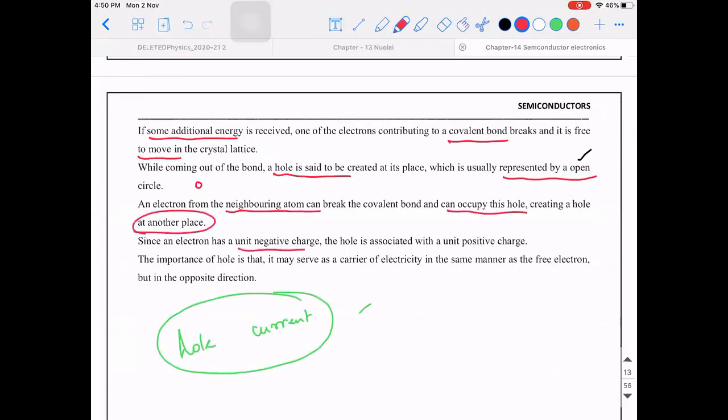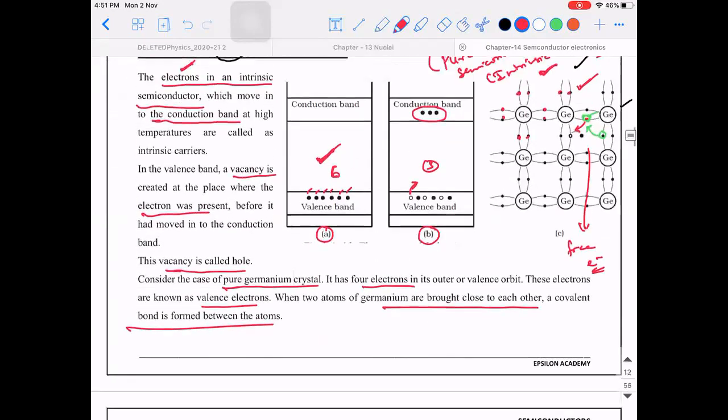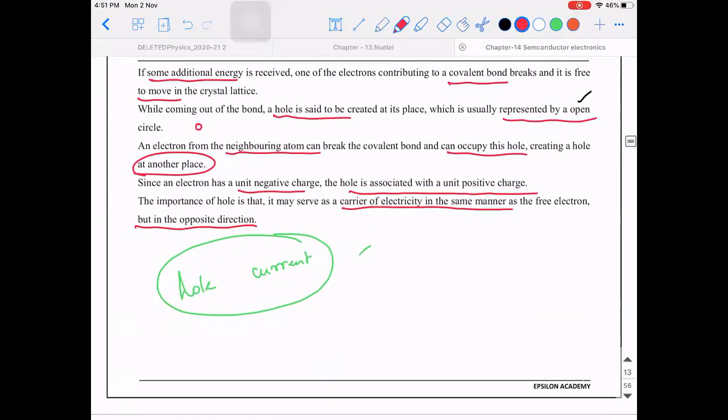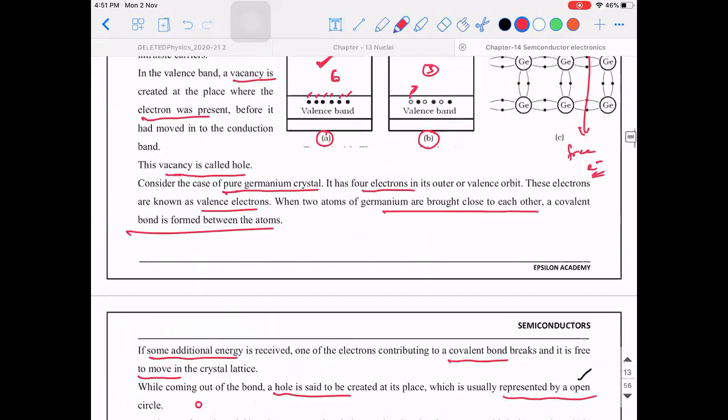Since the electron has unit negative charge, the hole is associated with unit positive charge, but it doesn't mean it's a proton. Okay. The importance of hole is that it may serve as a carrier of electricity in the same manner as that of free electron, but in opposite direction. Because the electron is the one. If the electron is flowing from right to left, hole will move from left to right. That's what happened. Am I clear, guys? So this is the basic introduction about the concept of electrons and holes in semiconductors.